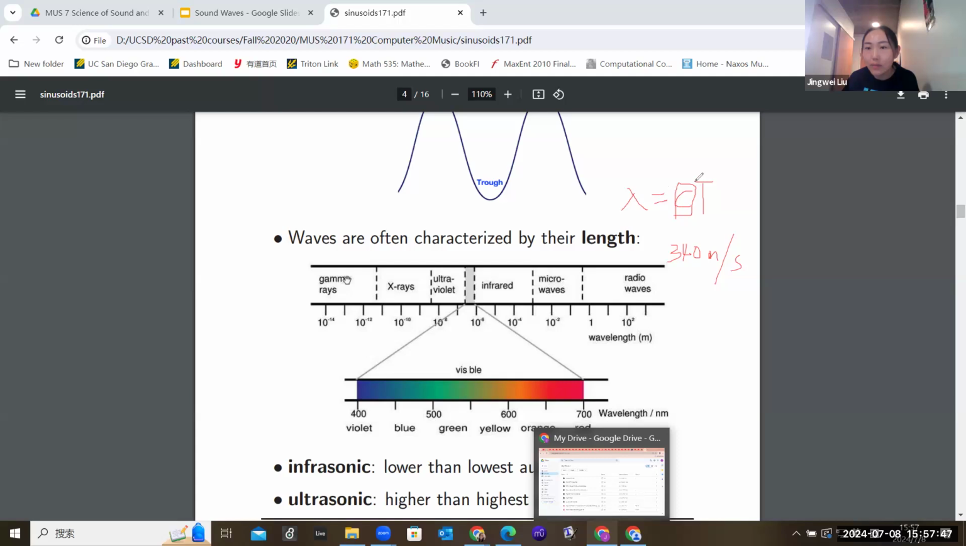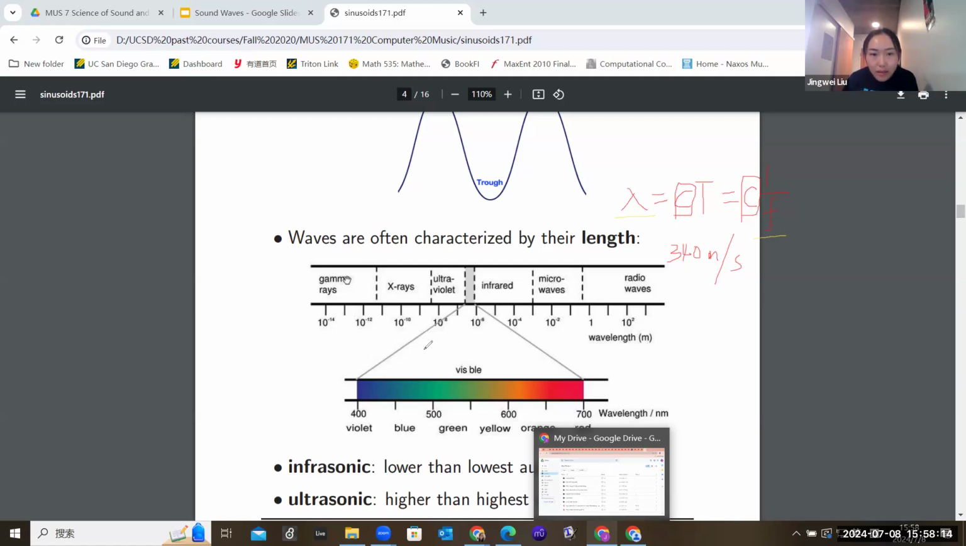So c is fixed, and the relationship between T and the frequency is that T is inversely proportional to frequency, T is 1 over frequency. Therefore, when c is a constant, the wavelength is inversely proportional to the frequency.